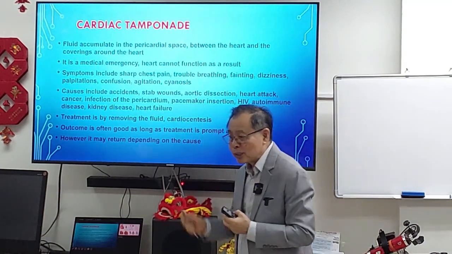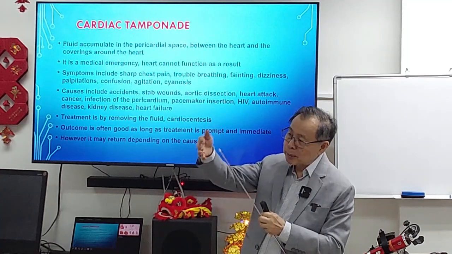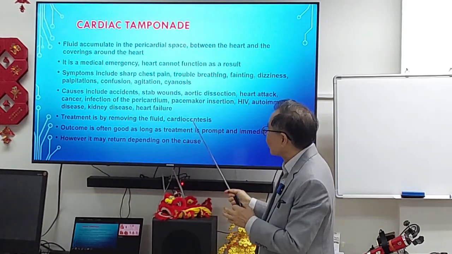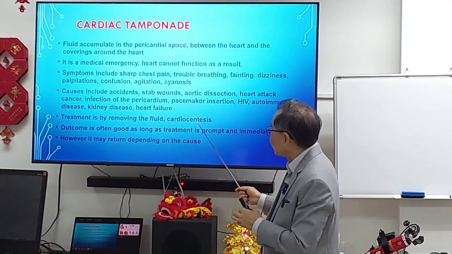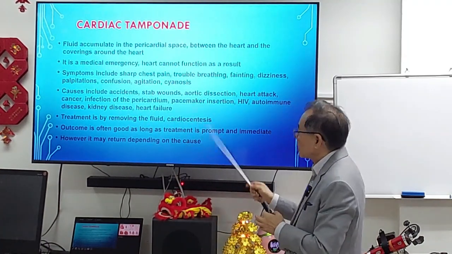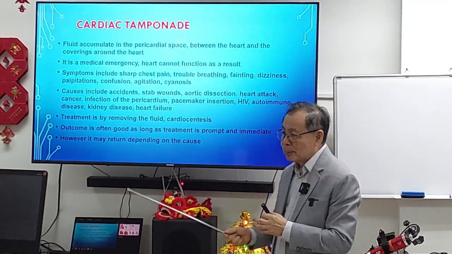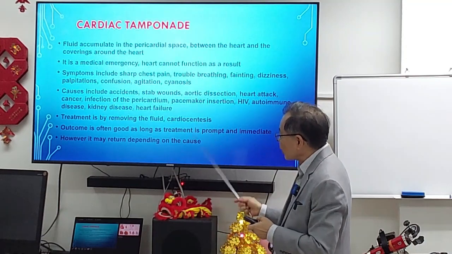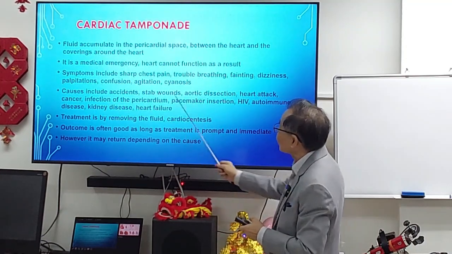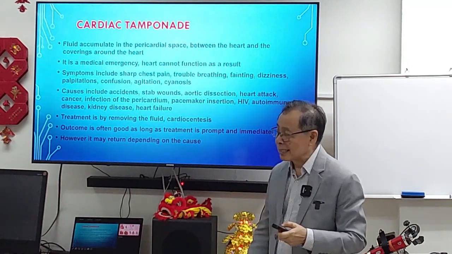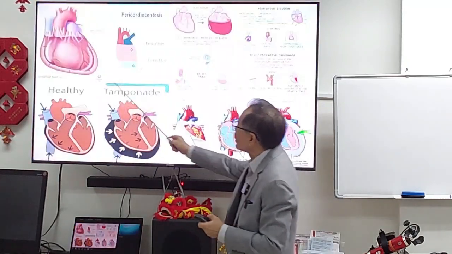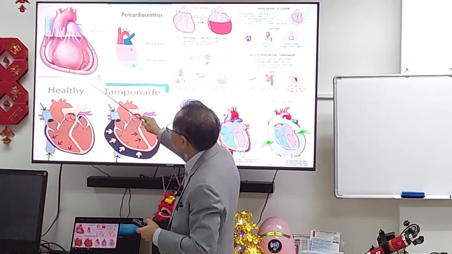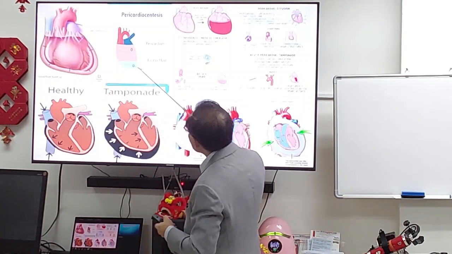Treatment, there is only one way. Since fluid accumulates in the space between the heart muscles and the coverings of the heart, you're going to remove the fluid and that is called cardiocentesis. So if you are able to remove this fluid inside this cavity, the outcome is often very good. However, depending on the cause, it may come back again. So this is how it looks between the heart and the fibrous tissue that holds the heart, fluid builds up. So what you need to do is puncture.